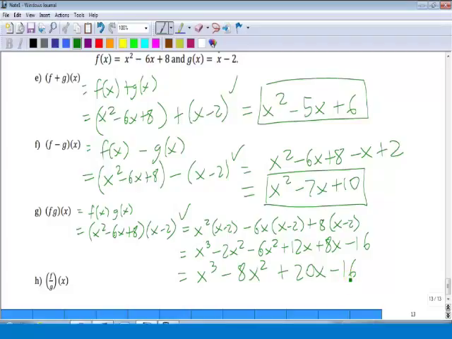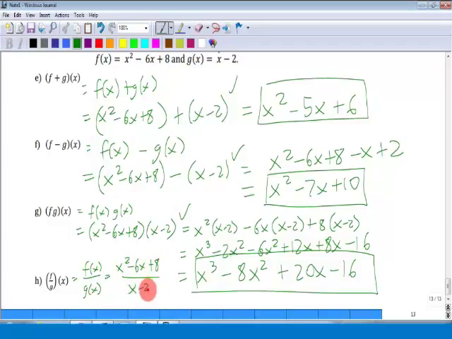Now, should we try to factor that? No, because we could get something similar to what we started with. So leave that alone there. And then f over g. F over g is f of x over g of x. It's x squared minus 6x plus 8 over x minus 2.